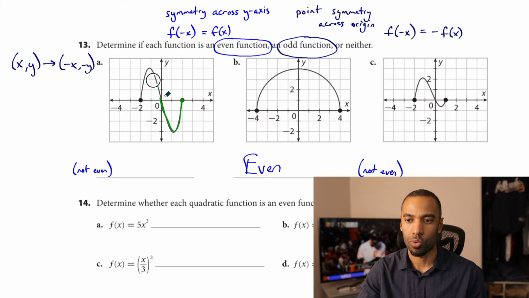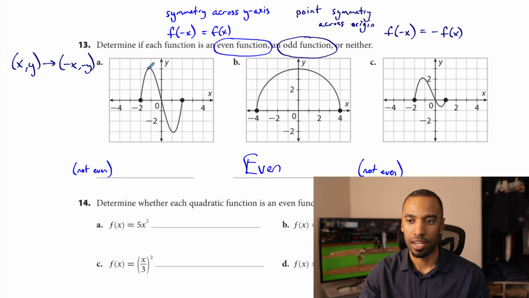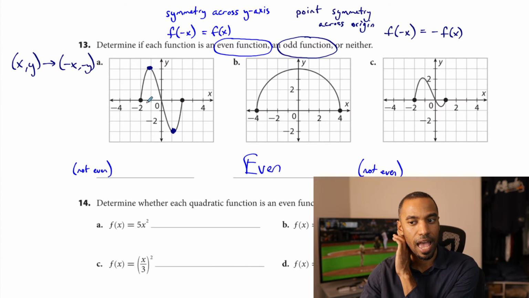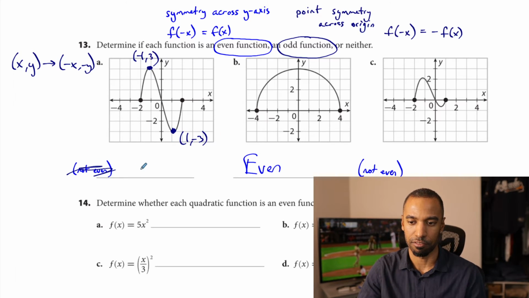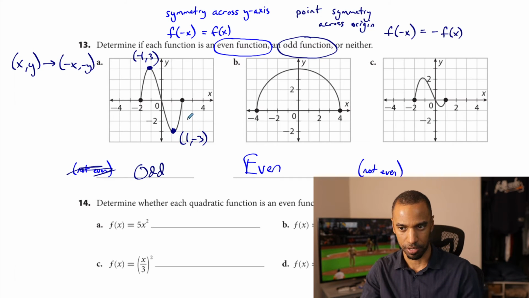So when we look at this graph right here, and I do something like f of negative 1, and I get positive 3 or something close to that, when I do f of positive 1, I should get negative 3, and I do. The signs change. F of negative 1 is positive 3, and f of positive 1 is negative 3. This is not an even function. This is an odd function here.